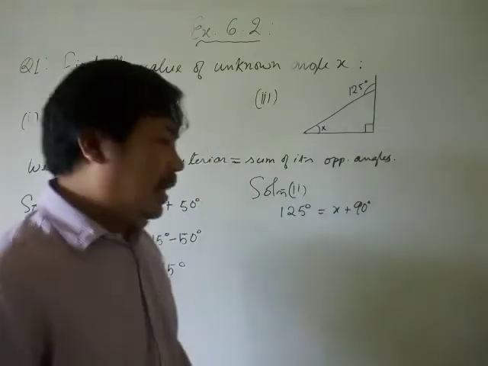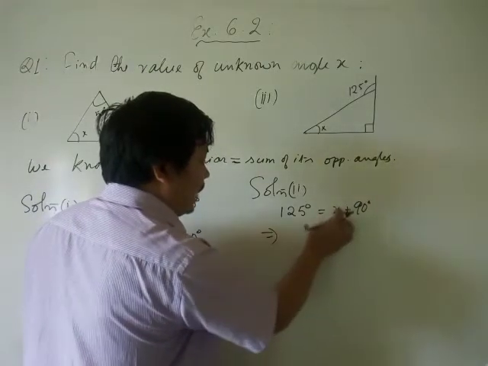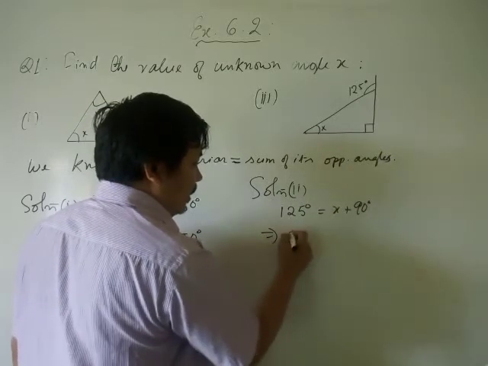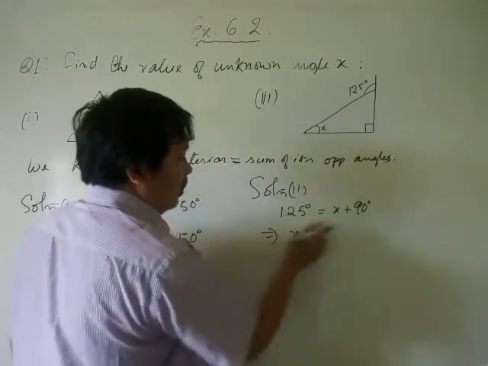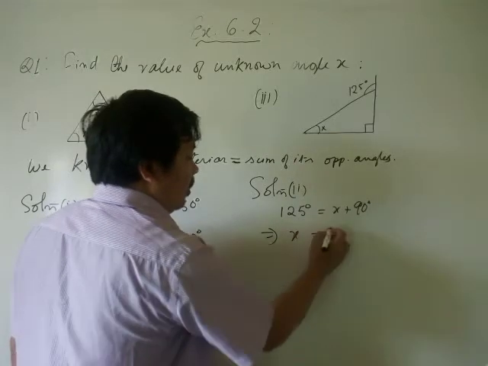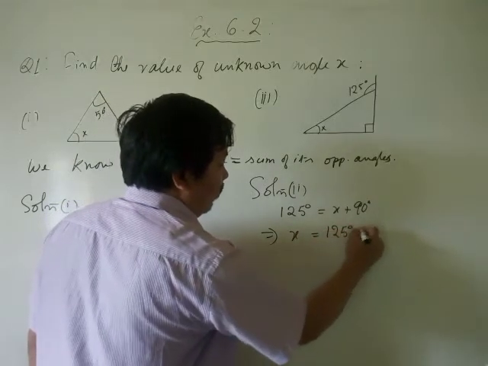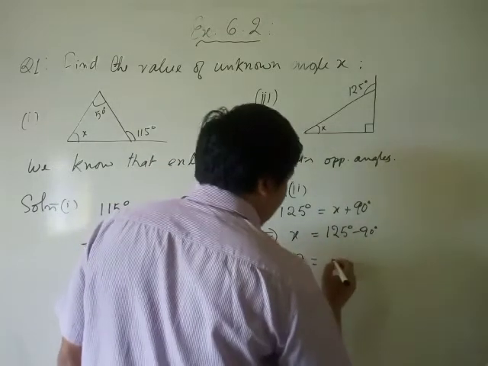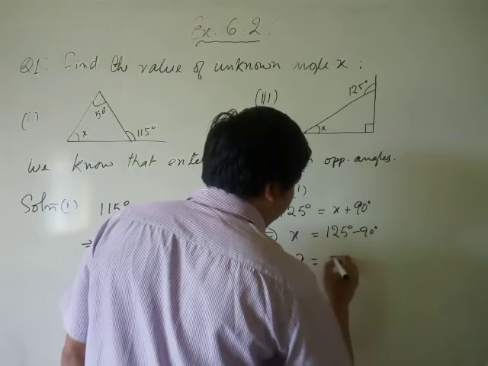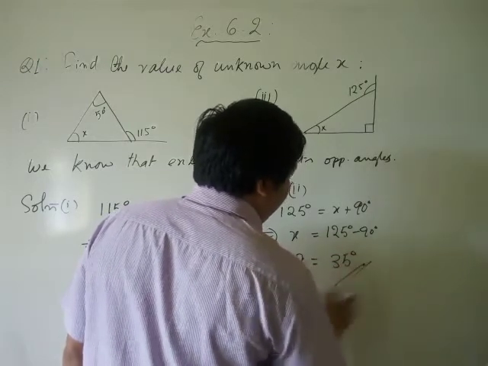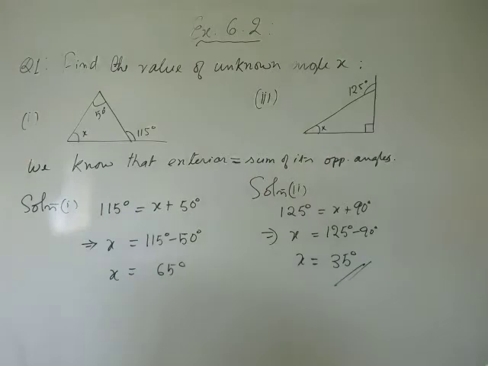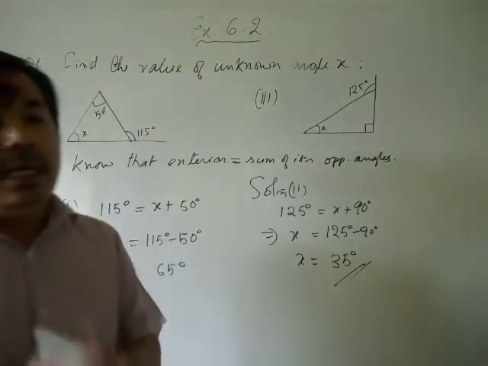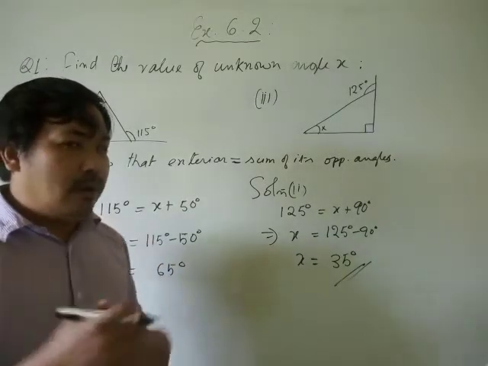Very simple, isn't it? Then it implies keep the x here itself, and bring the 90 to the other side, then 125 degrees and 90 degrees will be subtracted. Then x is equal to how much do you get? You see here, 35 degrees. Yes, 35 degrees. Now this is the answer to these two questions. In the same way, you can also solve the other remaining ones, so put in your practice.